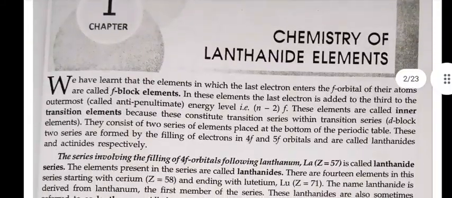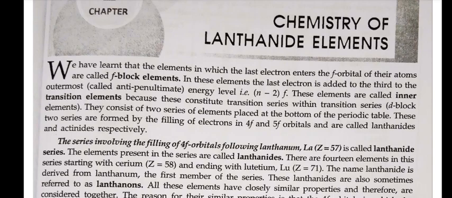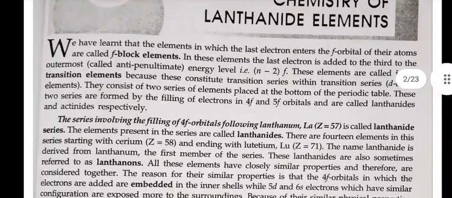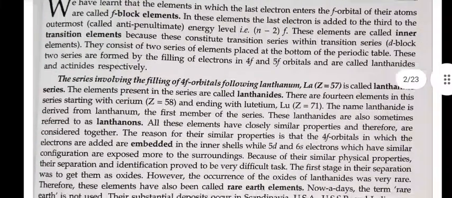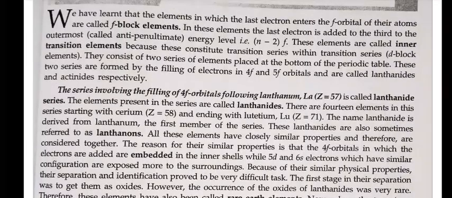Today my inorganic chemistry topic is chemistry of lanthanide elements. We have learned that the elements in which the last electron enters the f orbital of their atoms are called f-block elements. In these elements, the last electron is added to the third to the outermost, called the anti-penultimate energy level. It means (n-2)f.